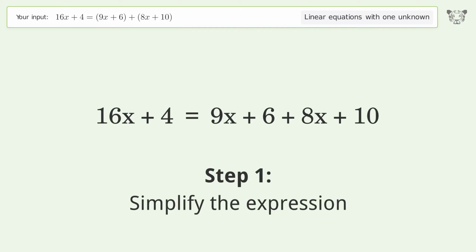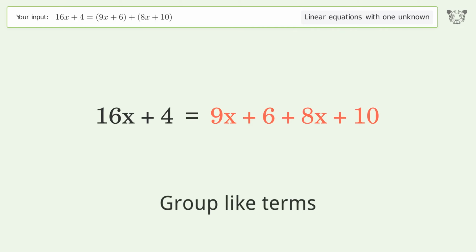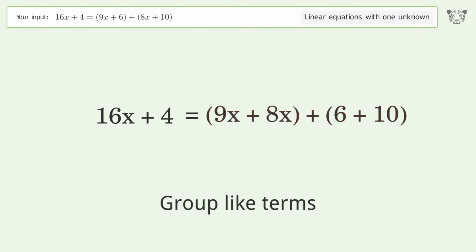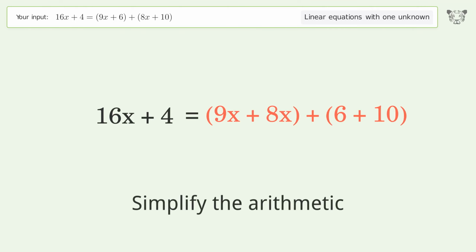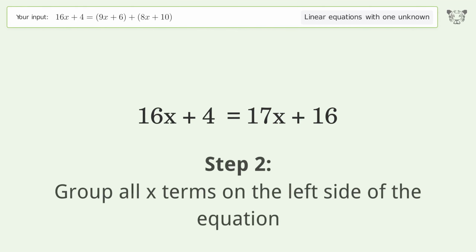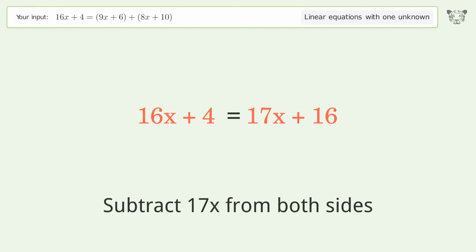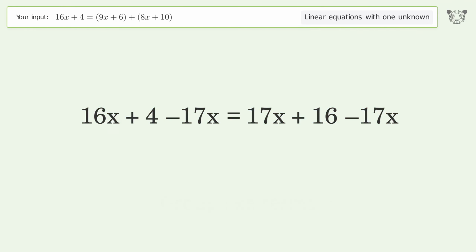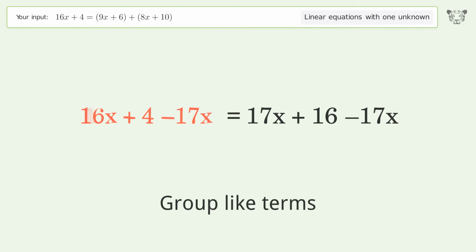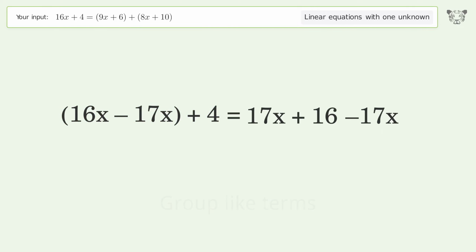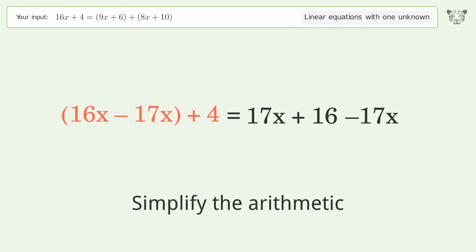Simplify the expression. Group like terms. Simplify the arithmetic. Group all x terms on the left side of the equation. Subtract 17x from both sides. Group like terms. Simplify the arithmetic.